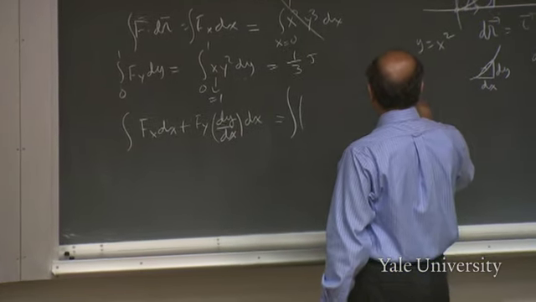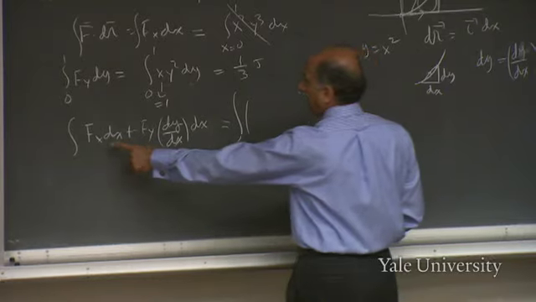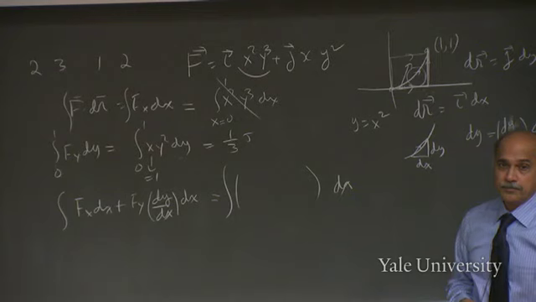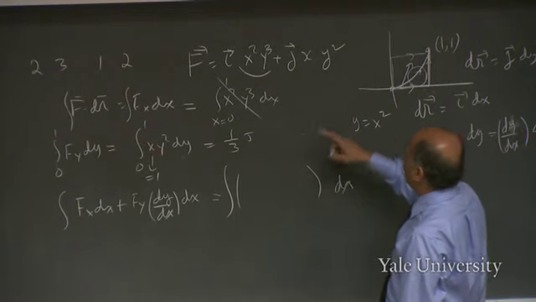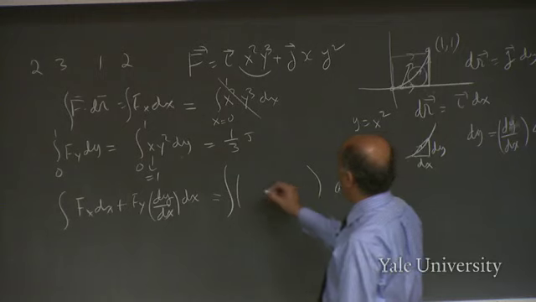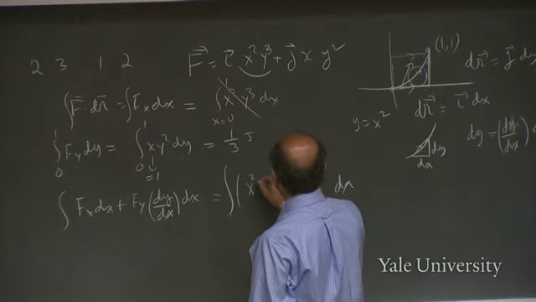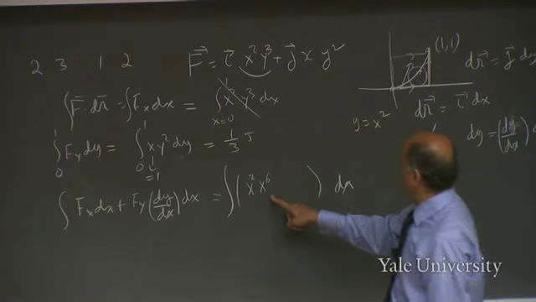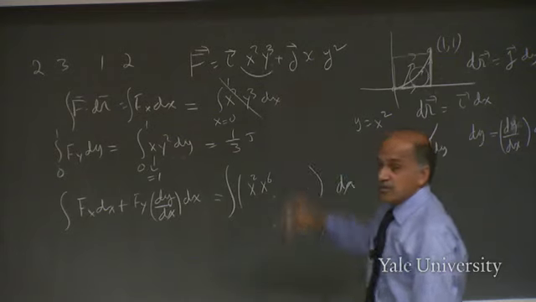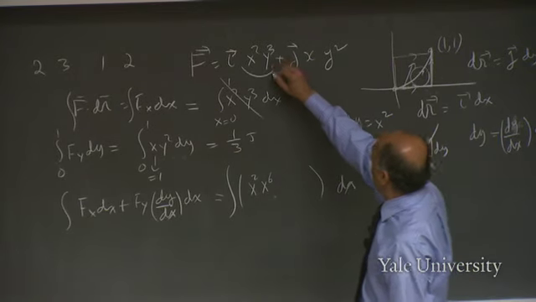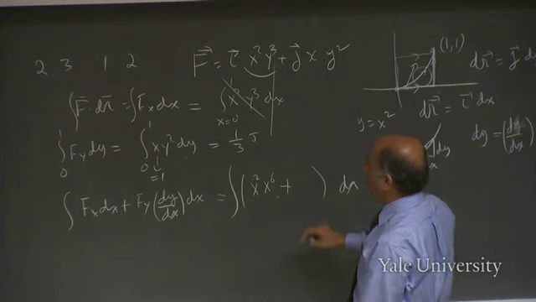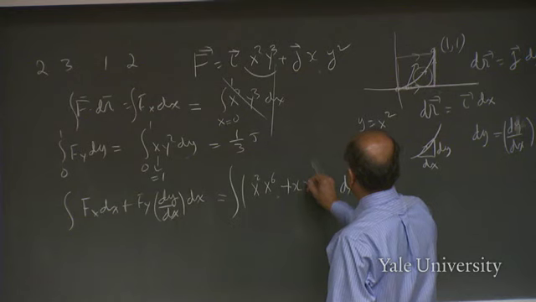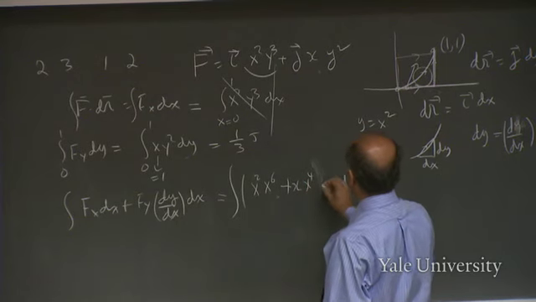But what am I putting inside the integral? Let's take Fx. The x component is x squared y cubed. On this curve, y is equal to x squared. So you really write x squared, and y cubed is x to the sixth. This x to the sixth is really y cubed written in terms of x. Then I have to write Fy, which is x times y squared, which is x to the fourth, times dy/dx, which is 2x.